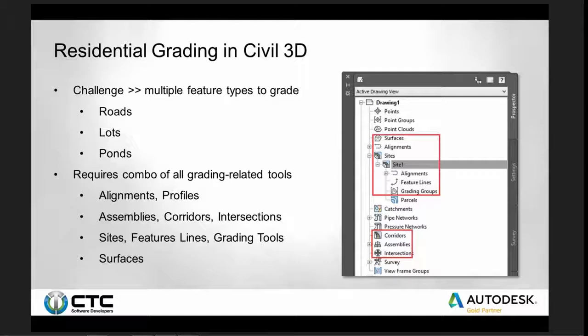So one of the challenges is that there are multiple different features to grade. We've got roads, we've got lots, we've got ponds, and all of these require a combination of different grading related tools. Below is just a list there. We've got alignments, profiles, assemblies, corridors, intersections, sites, feature lines, grading tools, and of course surfaces for our grading in Civil 3D. We're going to be using all of those today in a number of different combinations.